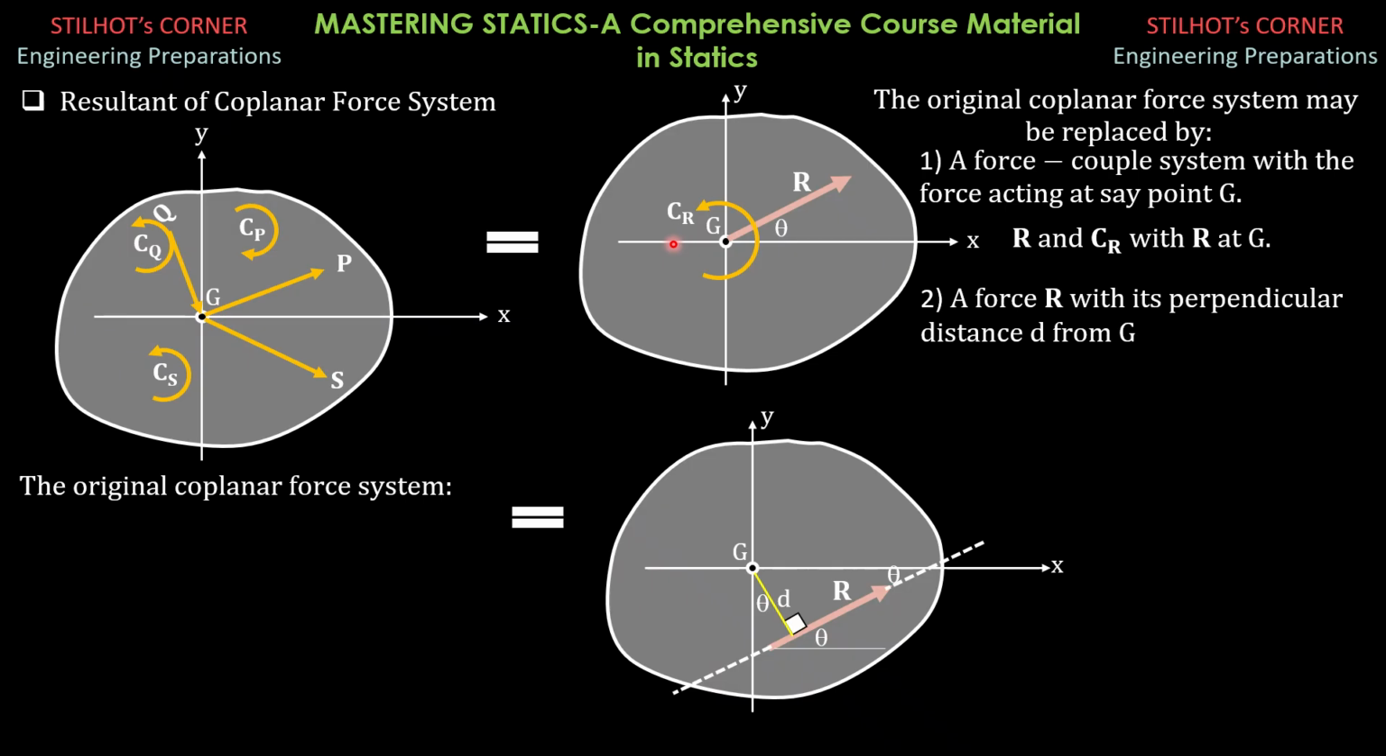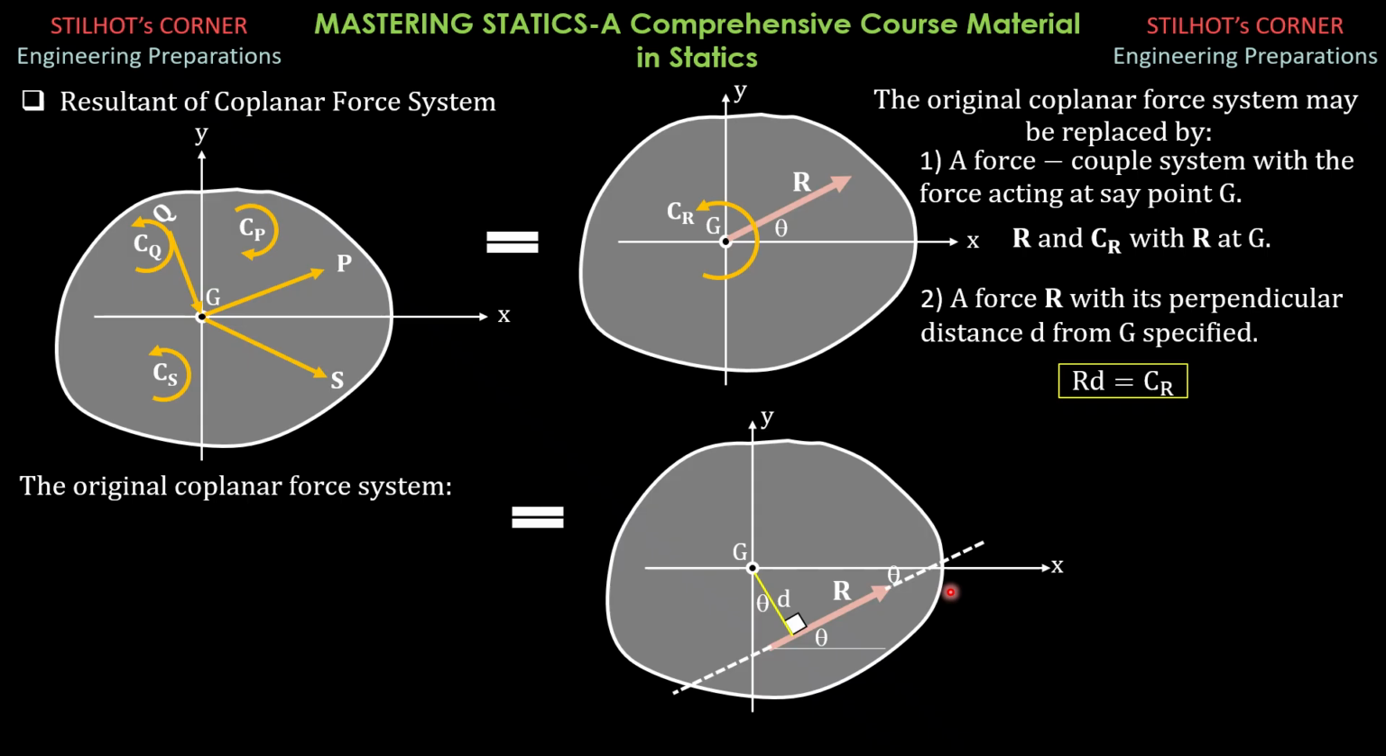Then a force R with its perpendicular distance D from arbitrary point G specified as shown here, such that the product of R and D is equal to C sub R also. This is the way you compute or derive this perpendicular distance D. So of course, that's easy to remember.